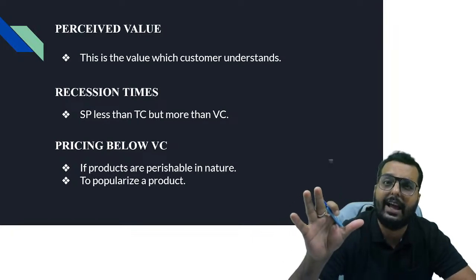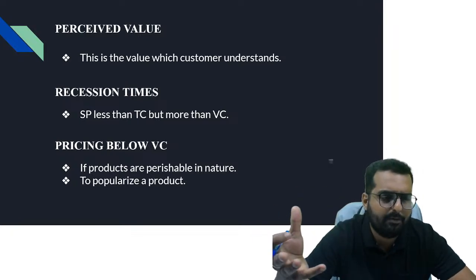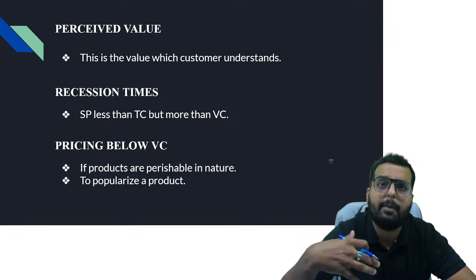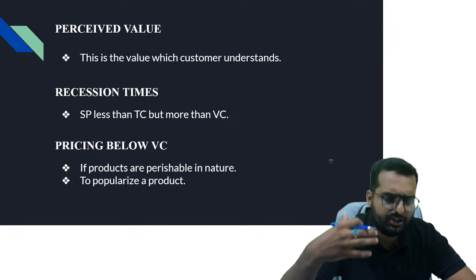Anyways, nobody else is there. My variable cost may be 5 rupees, but I sold it for 2 rupees. That is what you call it as products are perishable in nature.